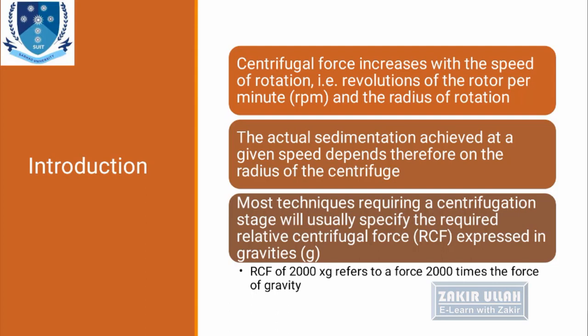One thing is the rotations per minute, that is, how much the machine rotates in one minute, and the other is the radius of rotation, which is the distance between the center of the rotation and the last point, the end of the rotation. So this is called the radius.